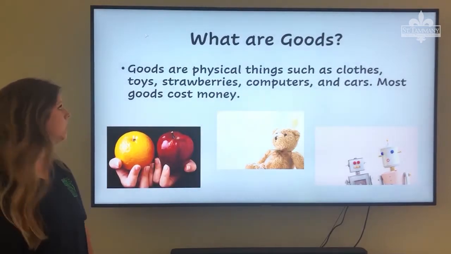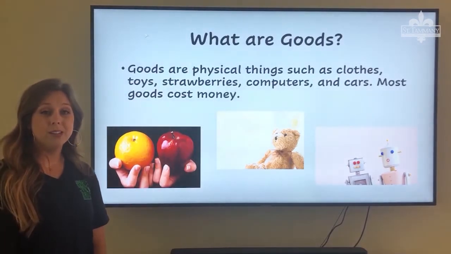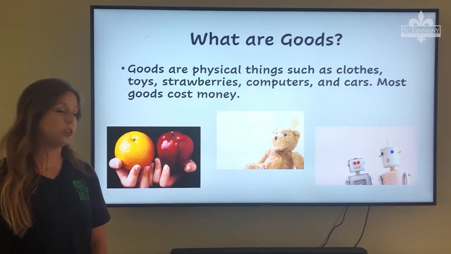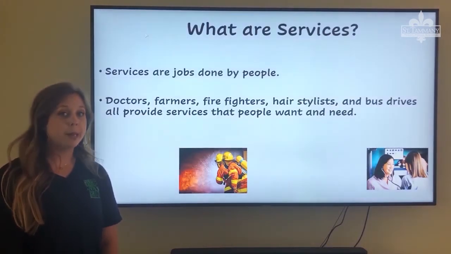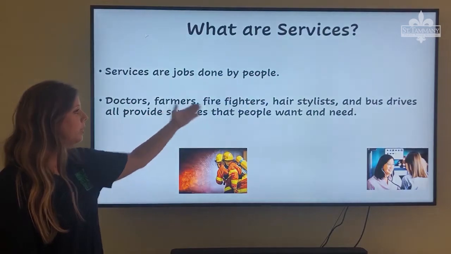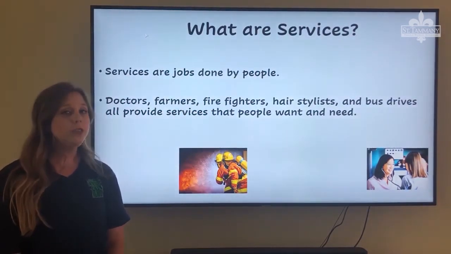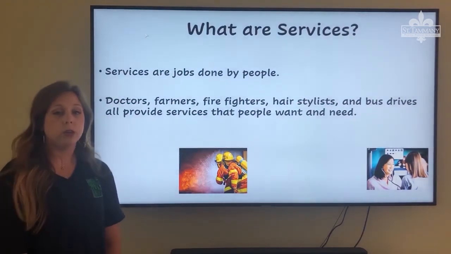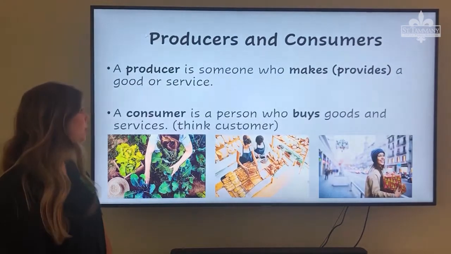So what are goods? Goods are physical things such as clothes, toys, strawberries, computers, and cars, and most goods will cost you money. Services are jobs provided by people. Some examples: doctors, farmers, firefighters, hairstylists, and bus drivers. All of these people provide a service to the people in our community based on what they need or what they want.